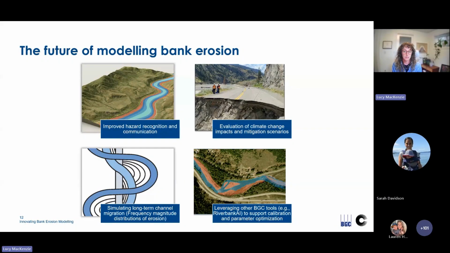Going forward, we will continue to advance our model by integrating other BGC-developed tools, such as Riverbank AI. And these tools can provide additional data and insights that will help calibrate the model parameters and improve the accuracy of our prediction.